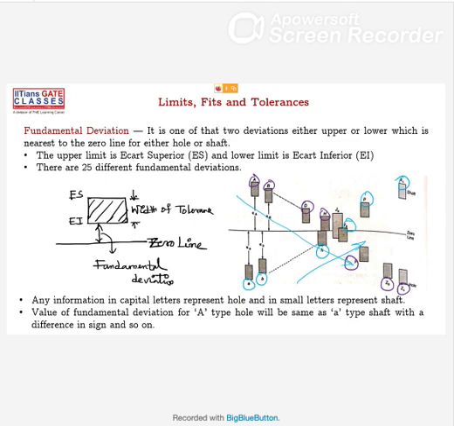In the bottom you can see that any information in capital letters represents a hole and in small letters represents a shaft. Very important point: the value of fundamental deviation for A type hole will be the same as A type shaft with a different sign. What he's trying to say is that the fundamental deviation here is equal to the fundamental deviation here with a negative sign. Here it is positive, here it is negative. That is the meaning of the second point: the value of fundamental deviation for capital A type hole will be the same as small a type shaft with a difference in sign, and so on.